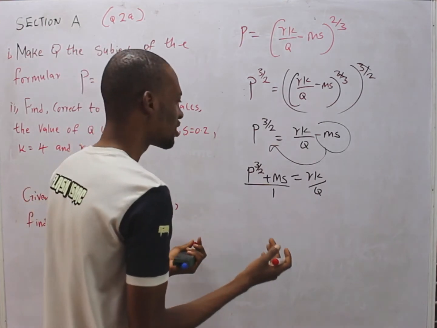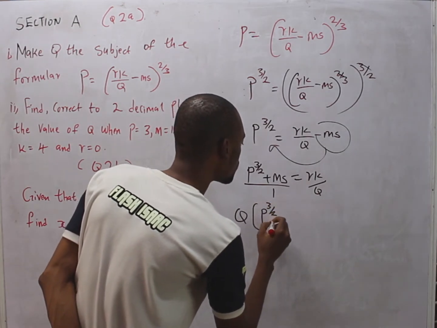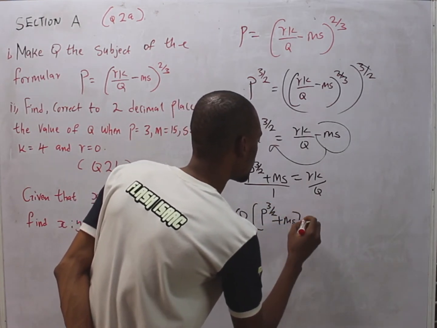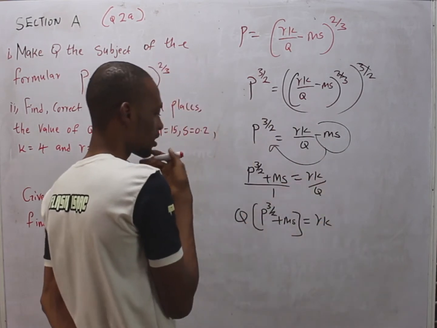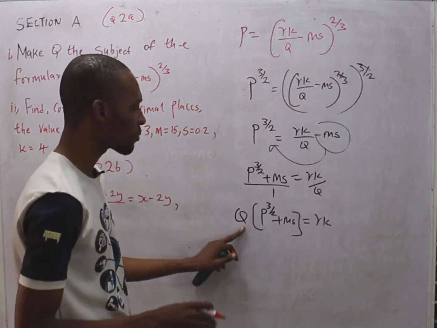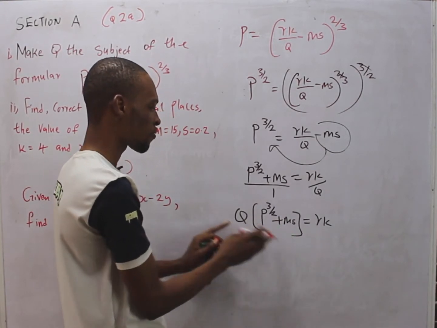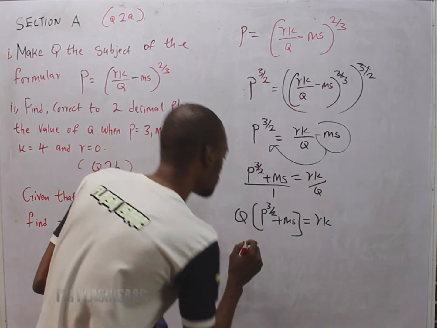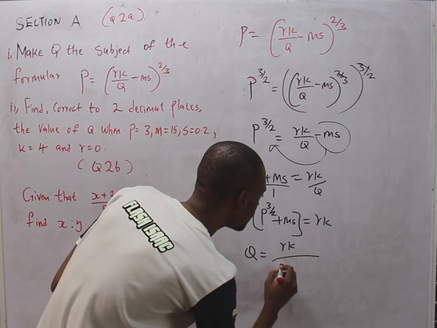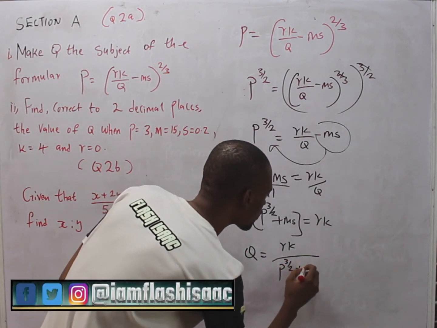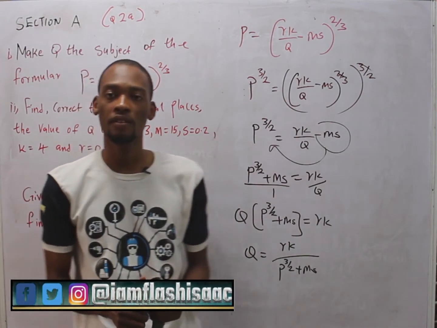If we are cross multiplying, we simply have that Q times P raised to the power of 3 over 2 plus MS is equal to RK times 1, which is RK. Now, to make Q the subject of the formula, we divide both sides by P raised to the power of 3 over 2 plus MS so that Q remains the same. This means Q is equal to RK over P raised to the power of 3 over 2 plus MS. We have succeeded in making Q the subject of the formula.